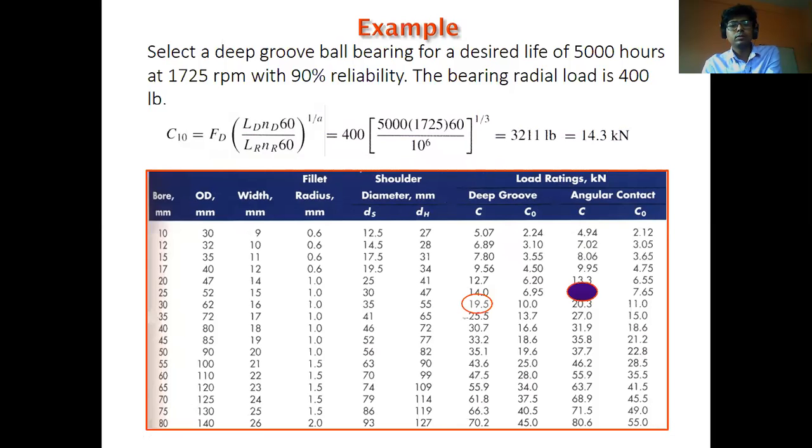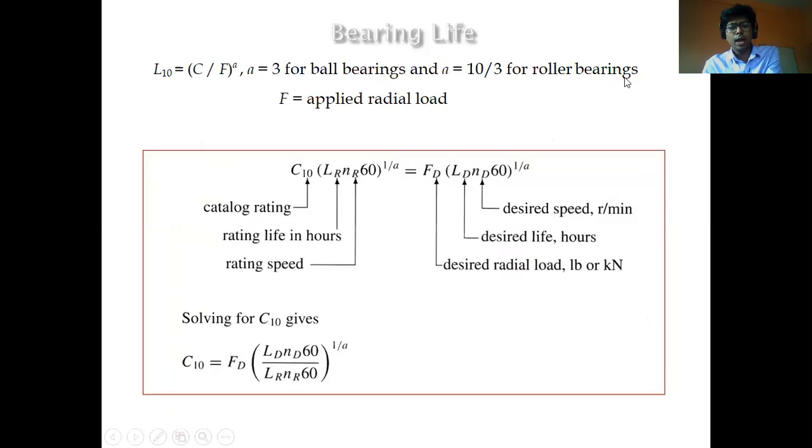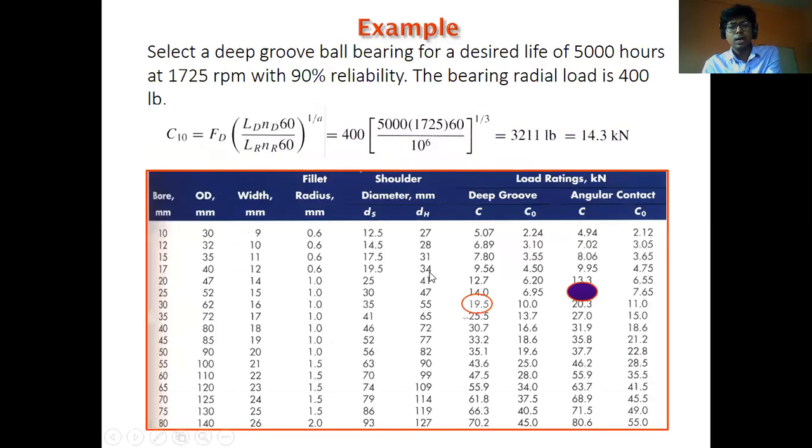Now the bearing radial load is also given. So FD is given, LD and N, all these things are given, and we have to find the rating. Which rating does it belong to? By applying this formula, we can easily find the rating.